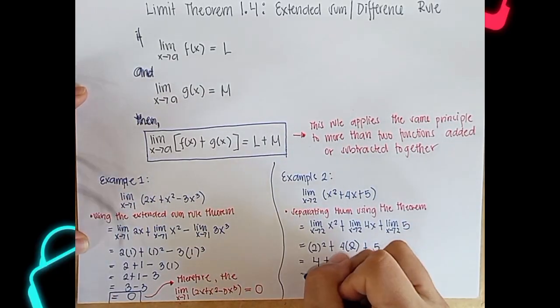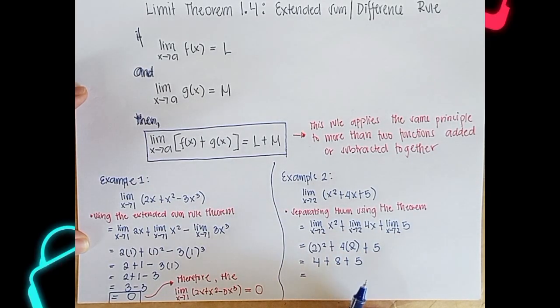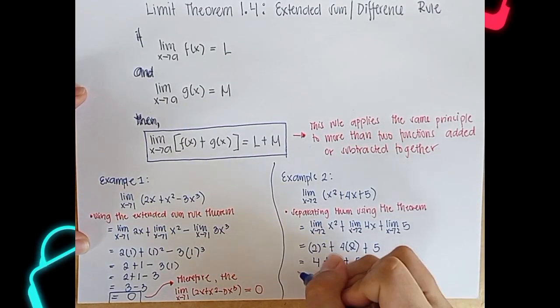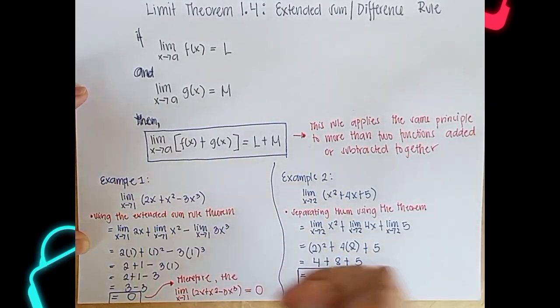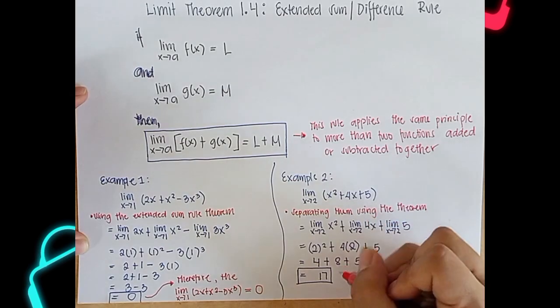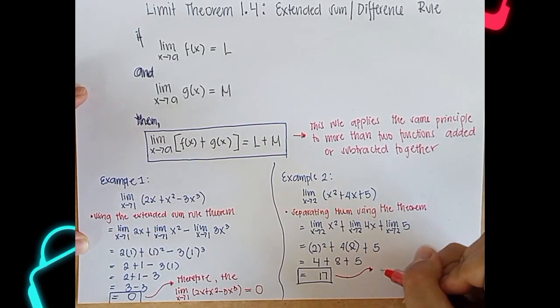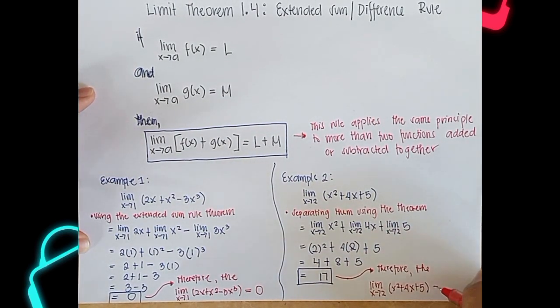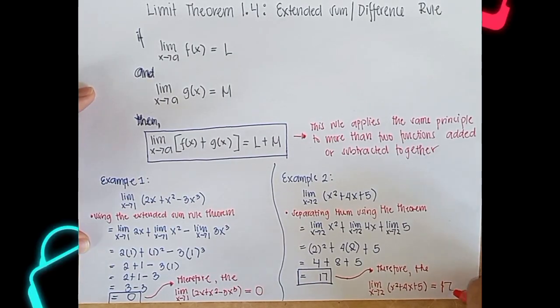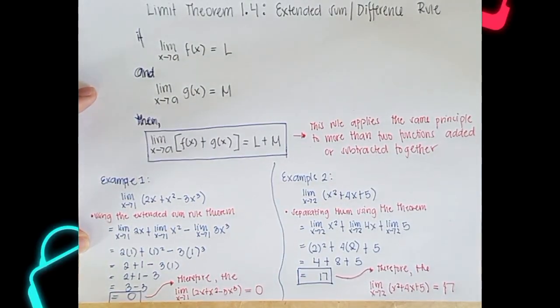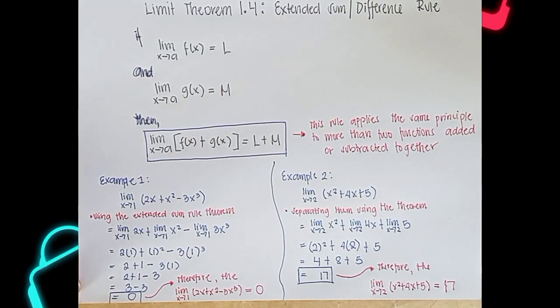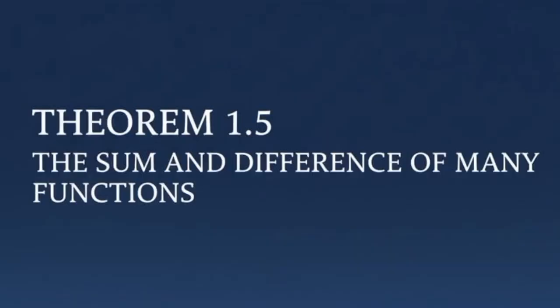So 2 squared is simply 4, plus 4 times 2 is equal to 8, plus 5. If we add 4 plus 8 plus 5, this becomes 17. Therefore, the limit as x approaches 2 of x squared plus 4x plus 5 is equal to 17. Now, we are already done with the extended sum rule theorem. Let's proceed to Theorem 1.5, the sum and difference of many functions.